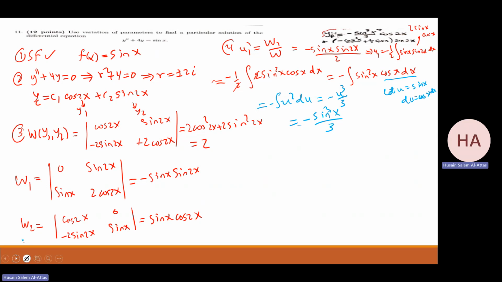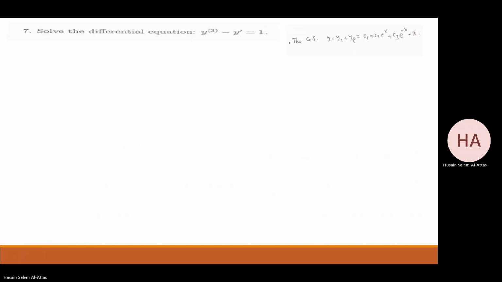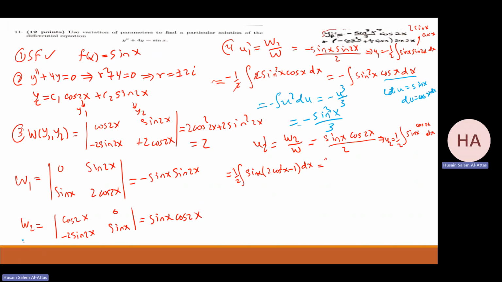Okay. Now we need to do u2. I have u2 prime will be w2 over w. That will be what? Sine x cosine 2x over 2. So u2 will be half integral of sine x cosine 2x dx. I'll do the same trick. So that will be half. But now cosine 2x is what? 2 cosine squared x minus 1 dx. So that gives me what? 2 integrals. I have 2 with 2, that will be integral of sine x cosine squared x dx minus half integral of sine x dx.